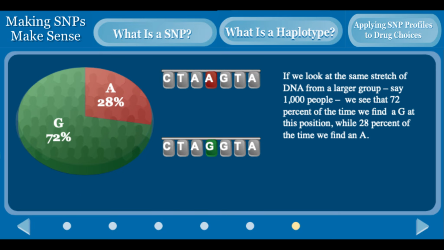These variations aren't just random, isolated mutations, they propagate through entire populations. For example, if we analyze this identical stretch of DNA across a broader population pool of 1,000 people, we would find a distinct demographic split. As this pie chart shows, 72% of the population carries the guanine variant at this position, while the remaining 28% carries the adenine variant.